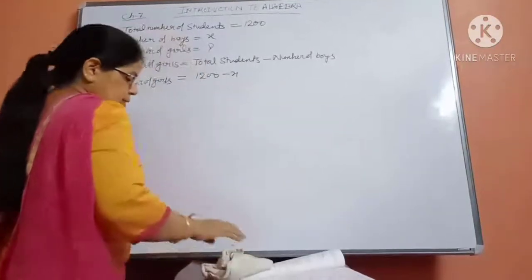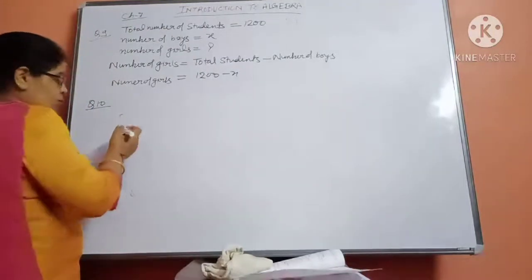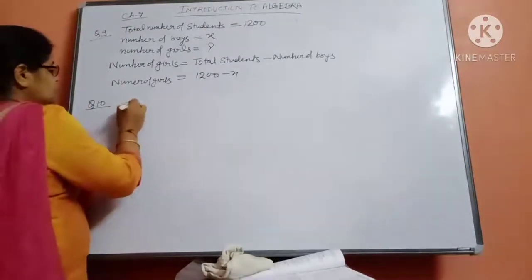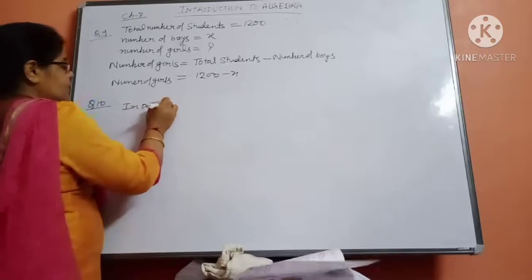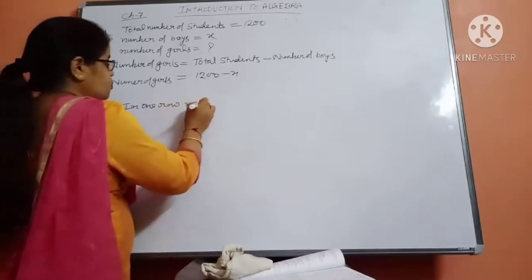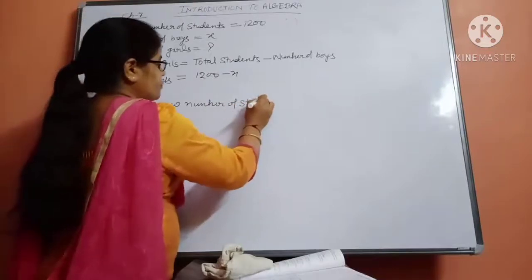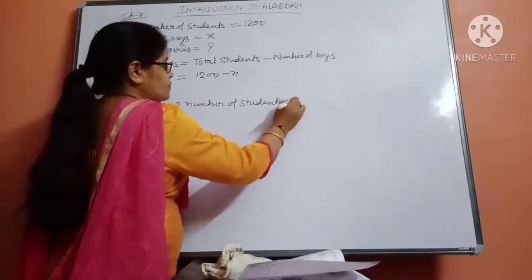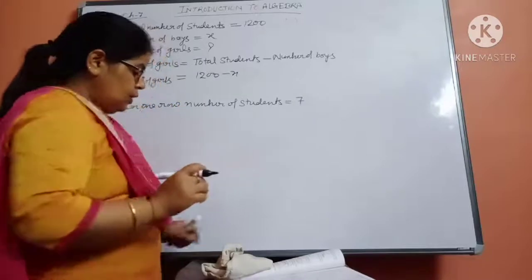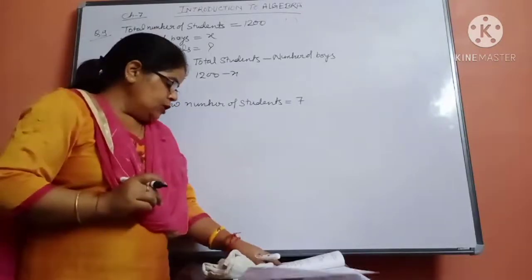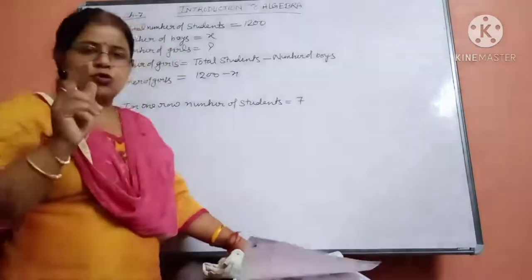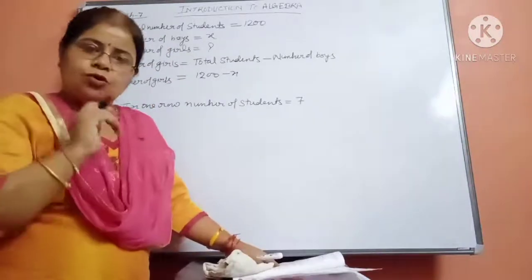For example, 7 students are standing in a row. So in one row, the number of students is equal to how many students, beta? 7. So how many students will stand in n rows? In the example I have taken 12 rows.